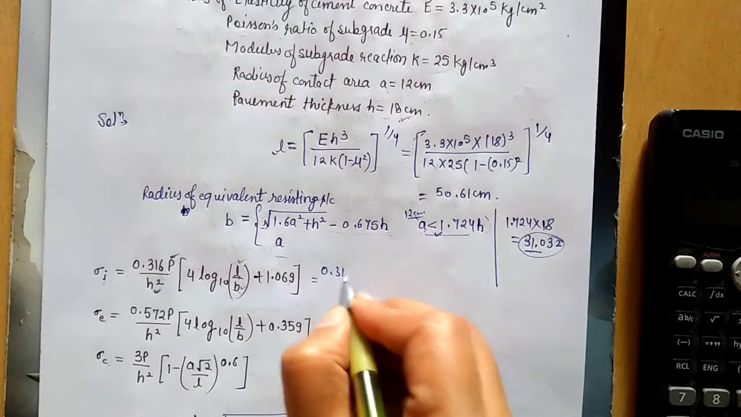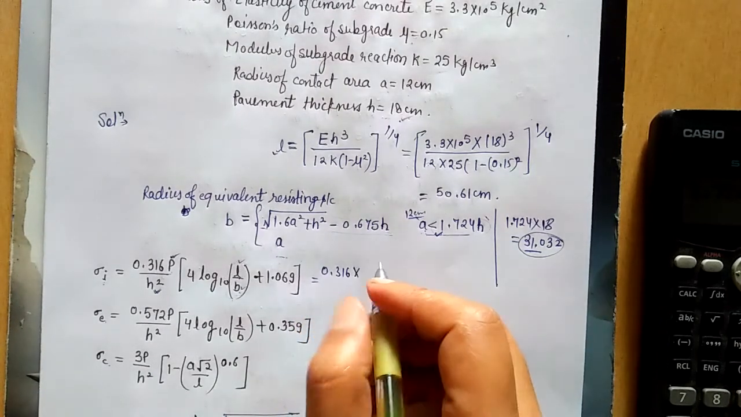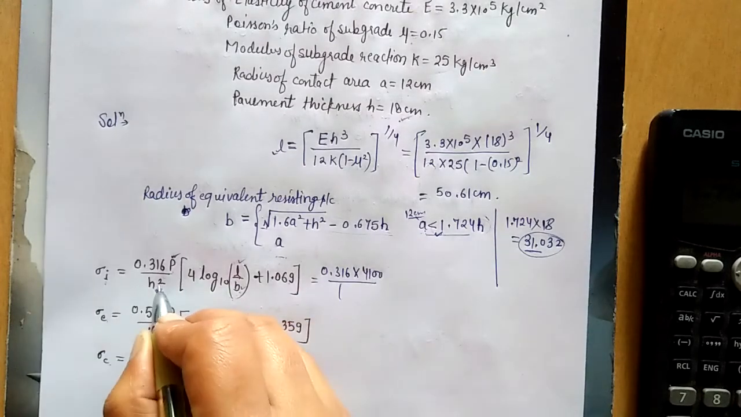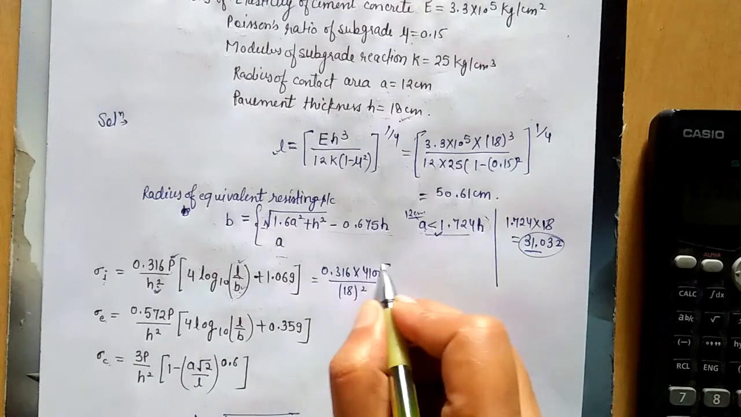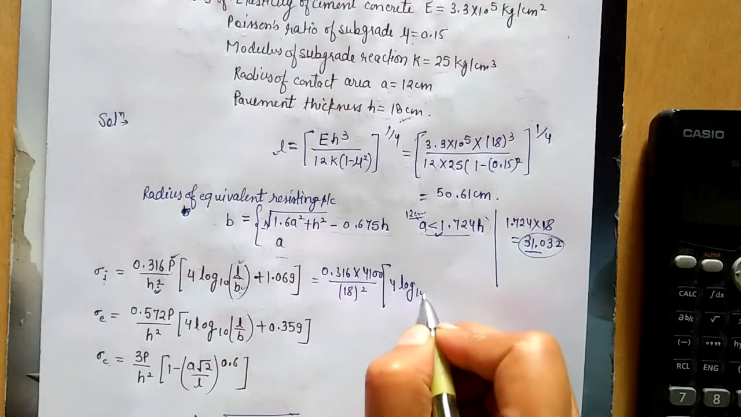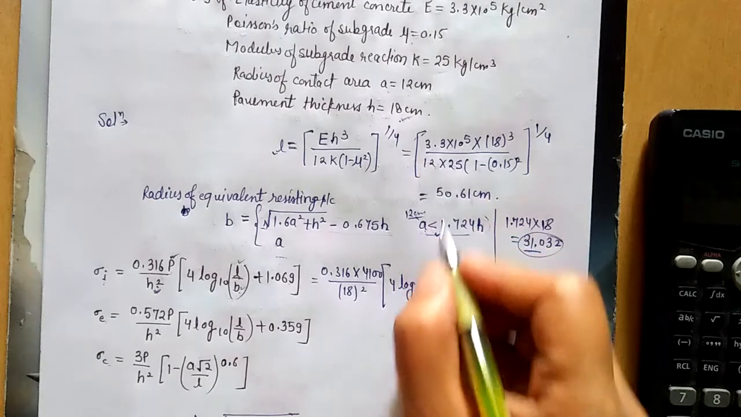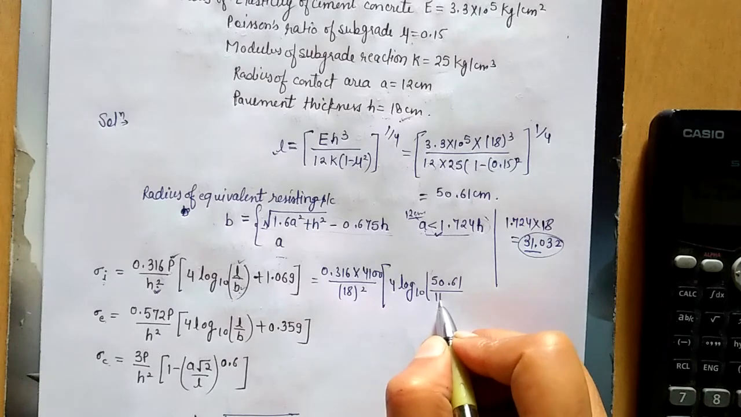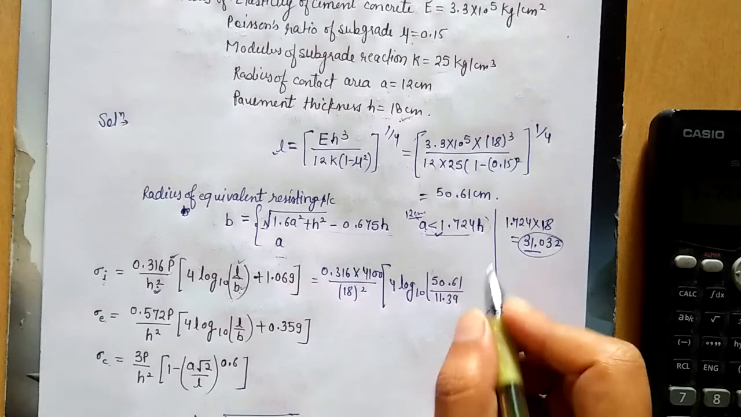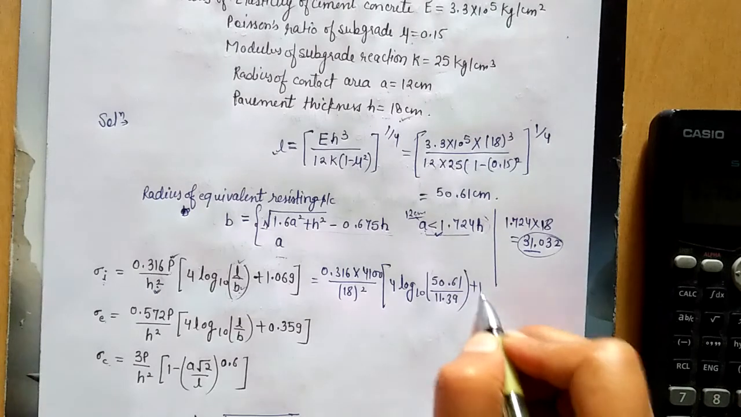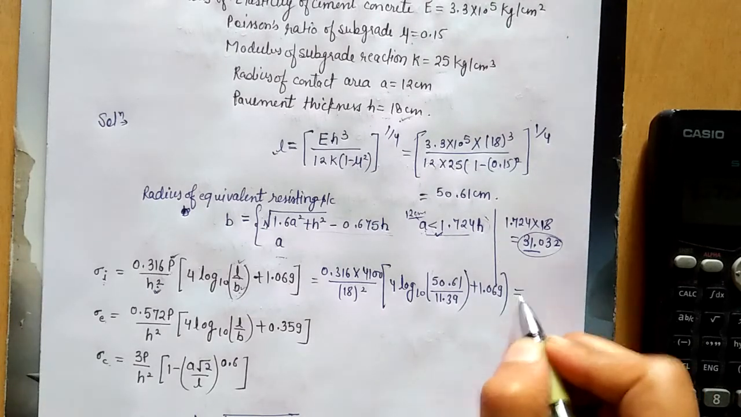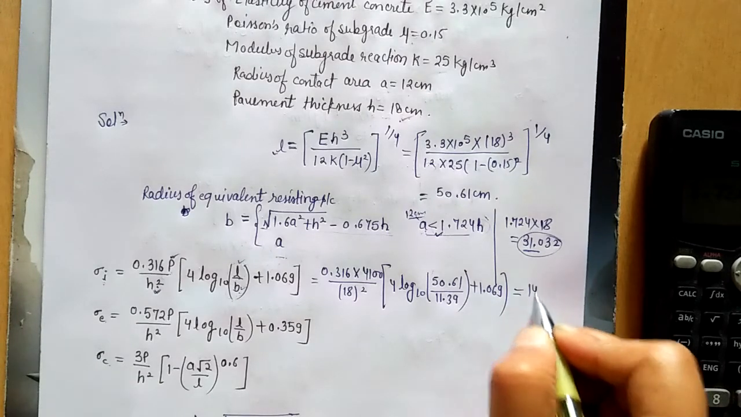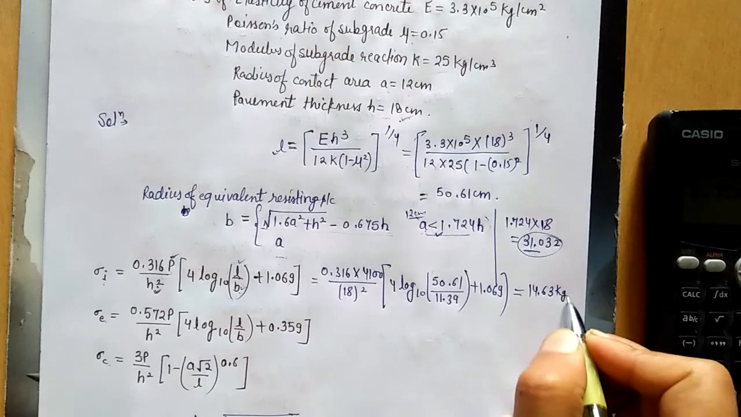So 0.316 into P, 4100, upon h square, 18 square, into 4 log base 10 of l, which comes out 50.61, upon b, 11.39, plus 1.069. When we calculate these values, the value of sigma i comes out 14.63 kg per centimeter square.